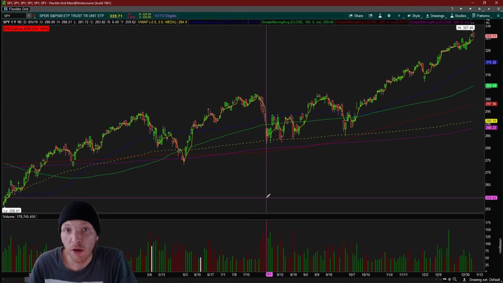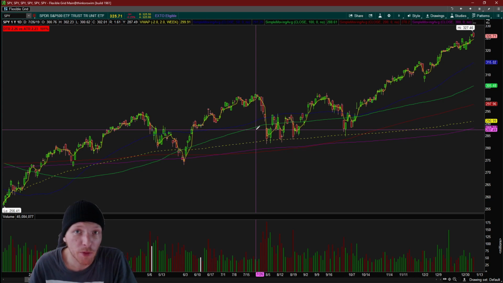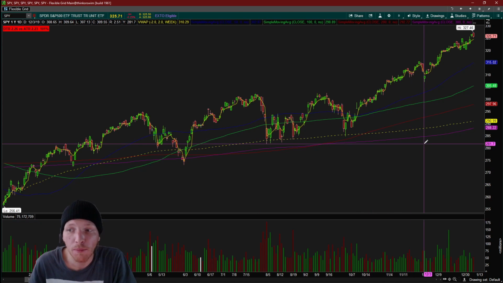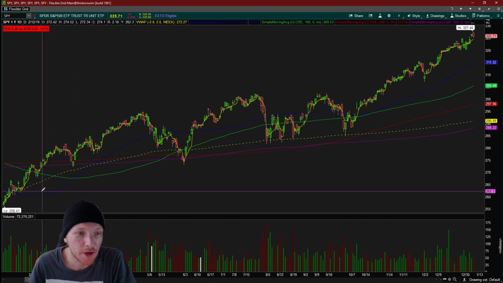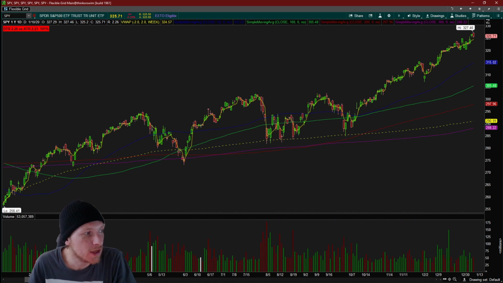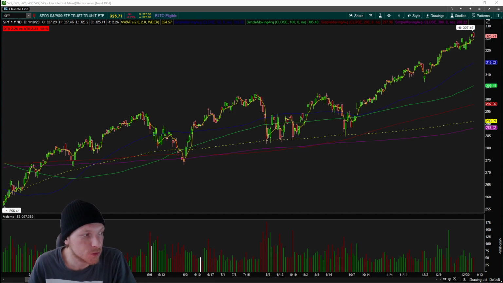And then also, don't forget about the anchored VWAP. I use the anchored VWAP on daily charts. We're looking at the SPY right now, and the anchored VWAP is this yellow dotted line right here. That's the anchored VWAP. And you can see with past price history, the VWAP has been acting as support recently. Right here, right here, and right there.